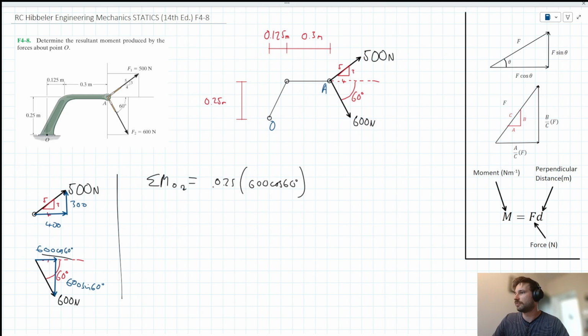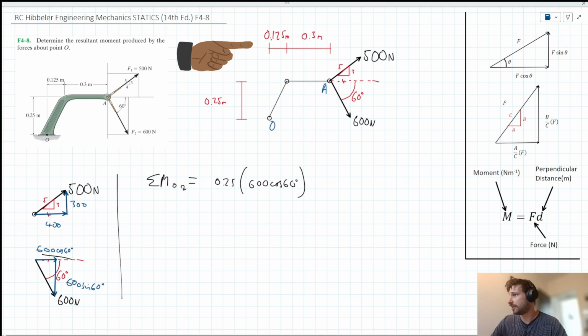What other clockwise moments do we have acting here? Well, the vertical component of F2 is enacting a clockwise moment as well. The perpendicular distance there is going to be 0.125 plus 0.3. So let's just say plus 0.425 times 600 sine 60. Is the clockwise moment enacted by the vertical component of F2 there.